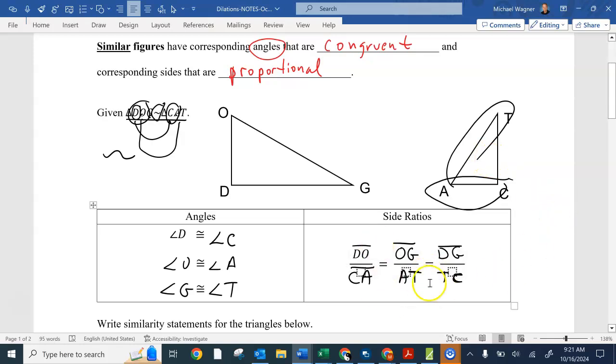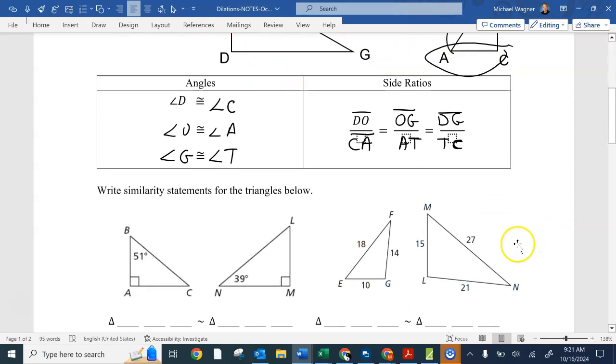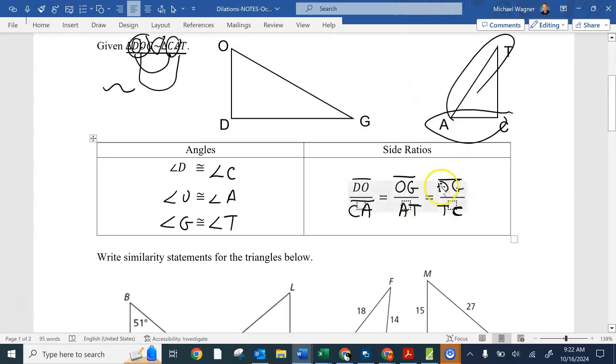I think it's actually a lot easier to understand this when you have the numbers so you can see why the ratios remain the same. But we're going to see that here in just a moment. Okay, so anyway, that's the first part about that.